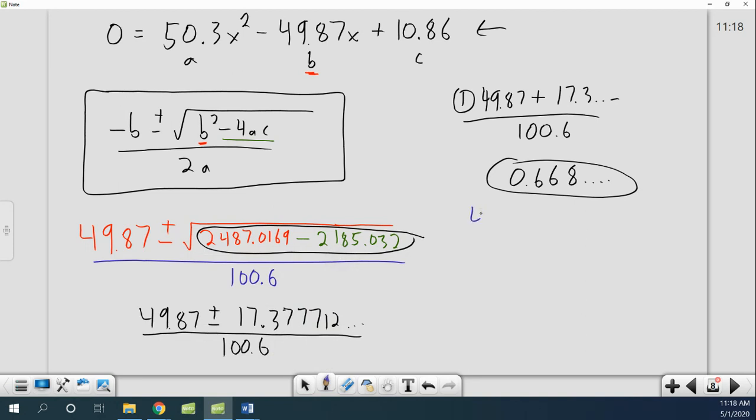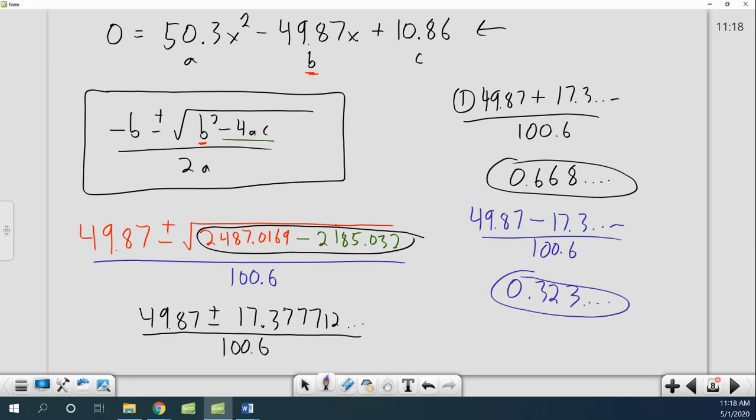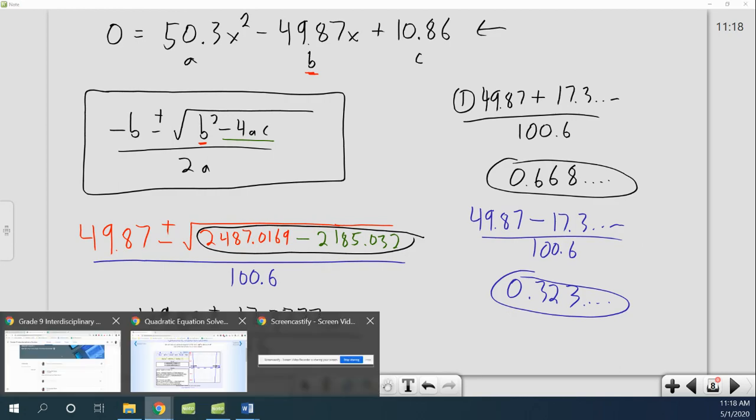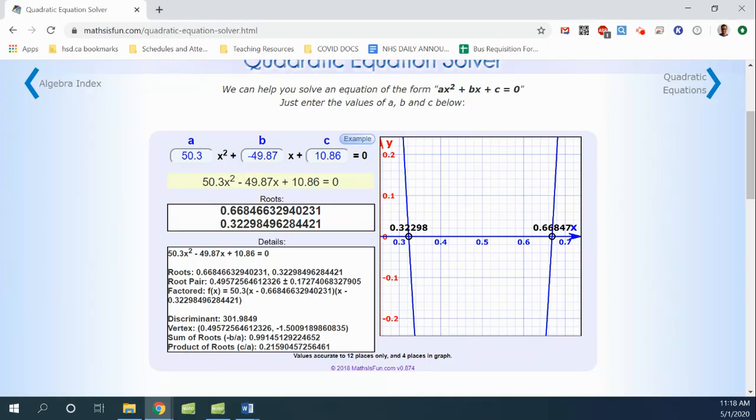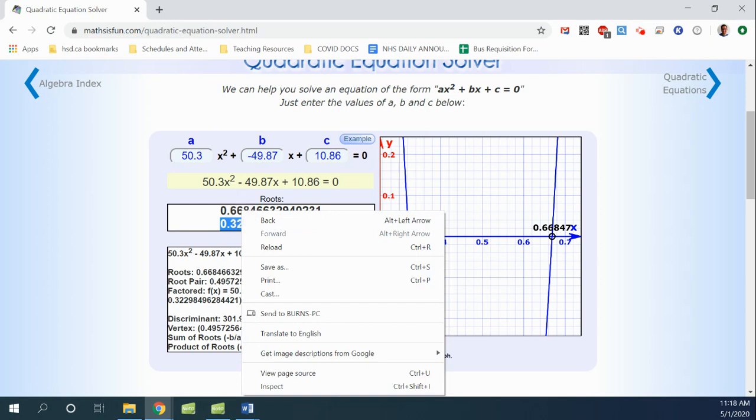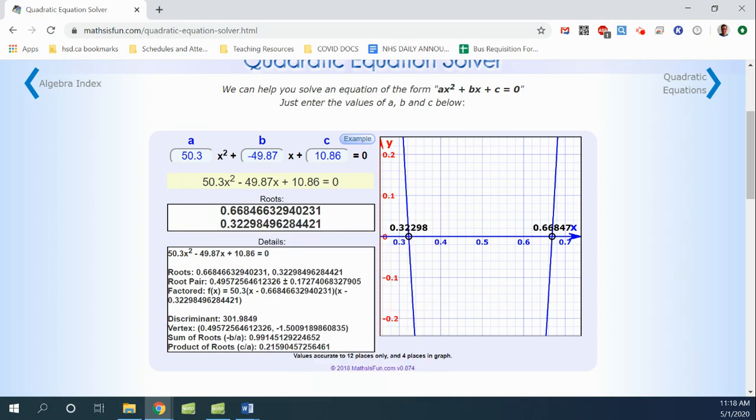Solution 2 is 49.87 minus 17.3 on and on over 100.6. So 49.87 minus memory recall equals, divided by 100.6. Our second solution is 0.32, well, technically it's 29, but I'll call it 3. Let's double check. Did we get that one right? 0.668 and 0.323. Look at that. Nailed it.